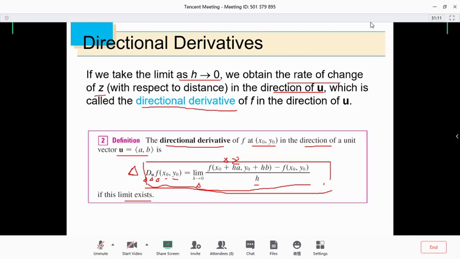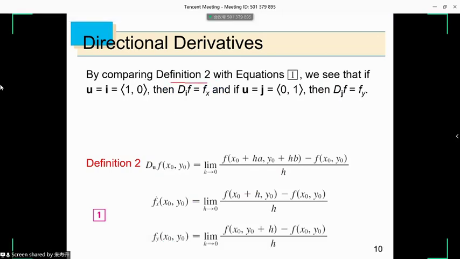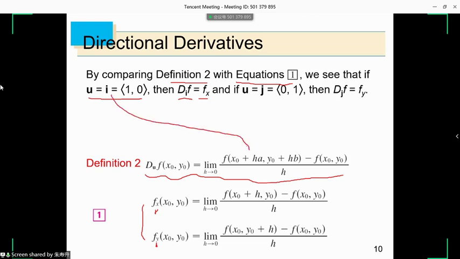Okay. So this is the definition for directional derivative. But comparing the two, here is definition two, the directional derivative. And equation one is the partial derivative with x and y. If u equals i equals (1, 0), then the directional derivative in the direction i will equal fx. So we take i in this one. So a will equal 1 and b will equal 0. And then we can get the first one.